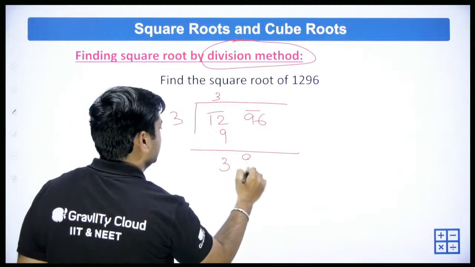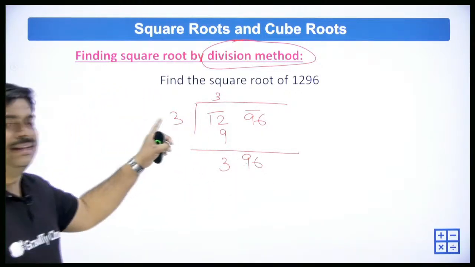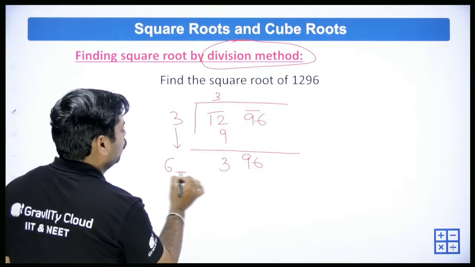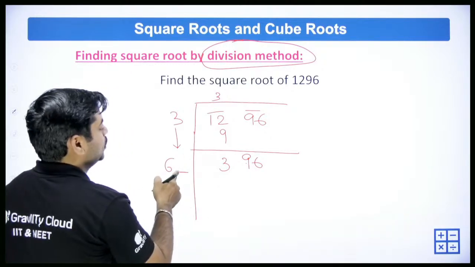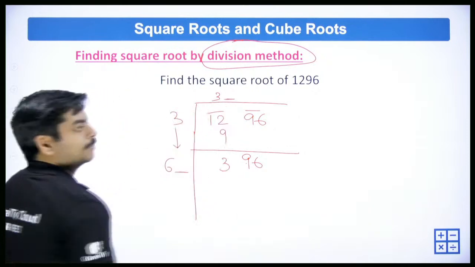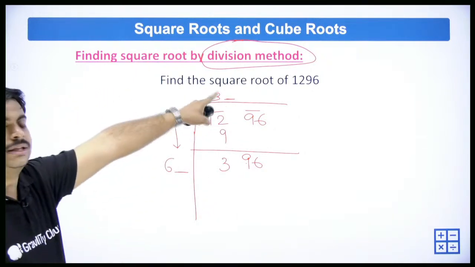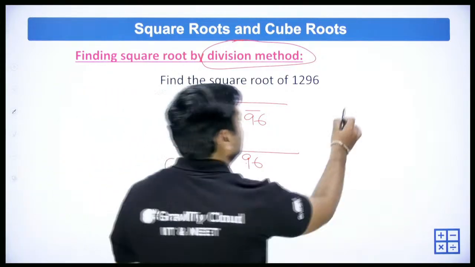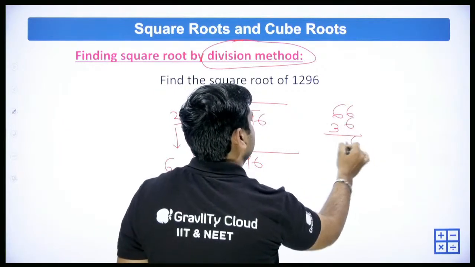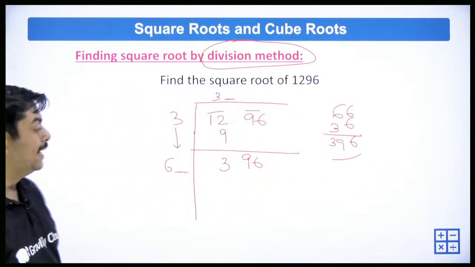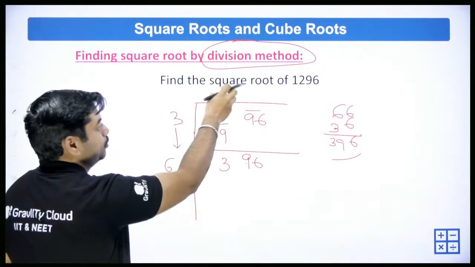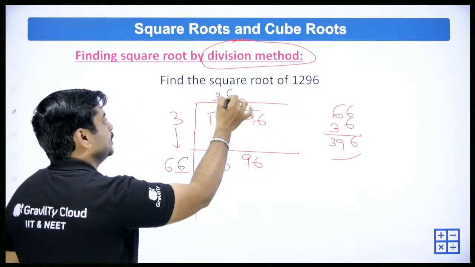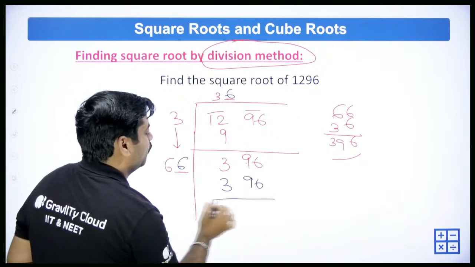Now bring this 96 down here. And the double of 3 is 6, so keep it here. And keep one more number here such that you also replace the same number on the other side. If we keep 1, 61 1s are 61. No. 62 2s, 63 3s. The same way 66 6s, 6 6s are 36, and 6 is 36. Exactly the same number should be replaced in both places. So 66 into 6 gives 396, and you'll get a perfect 0 as the remainder.